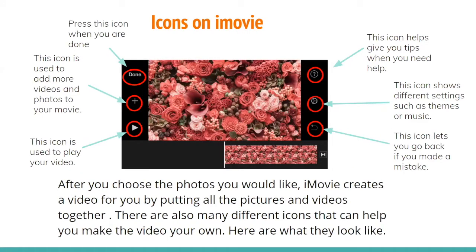So after you choose the photos you would like to add, iMovie creates a video for you by putting all the pictures and videos together. There are also many different icons that can help you make the video on your own. Here are what they look like.